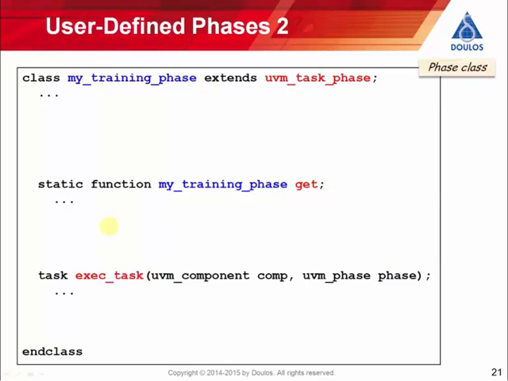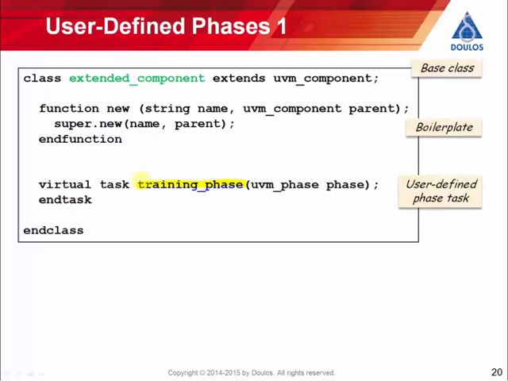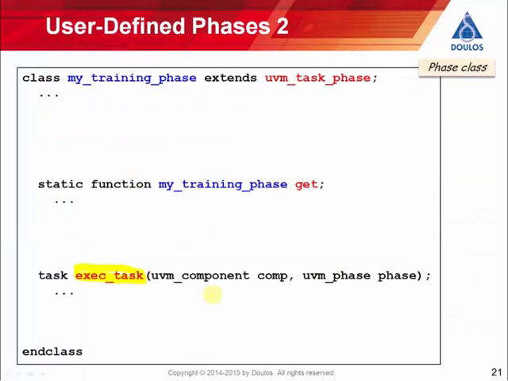Then the second thing that we need in any user-defined phase class is a task, and the job of this task is going to be to call our user-defined phase method. So exec task is going to call the training phase method that we declared as a virtual method on the previous slide.